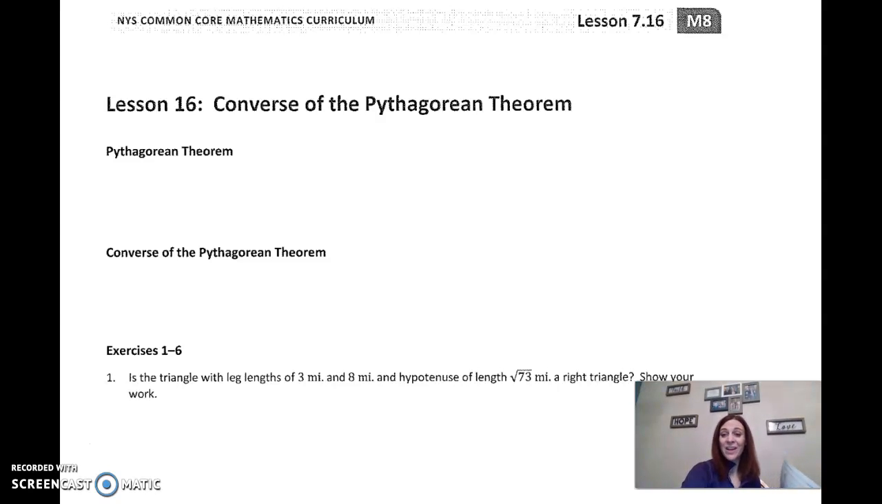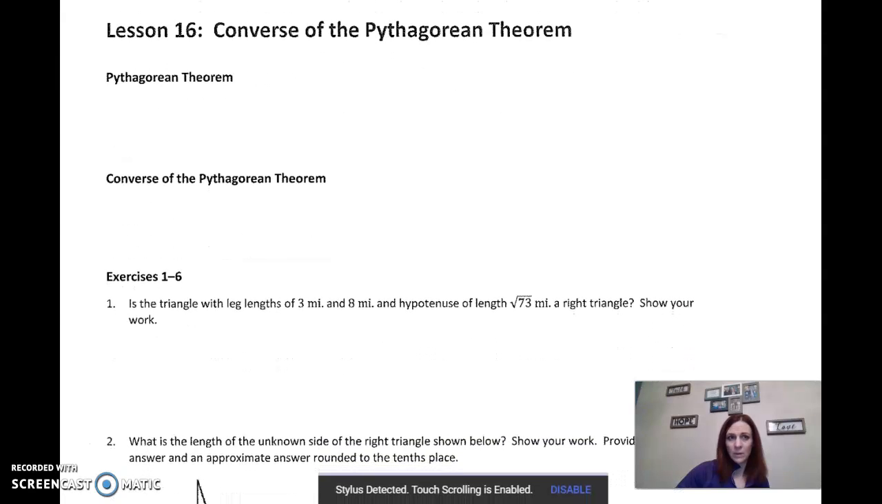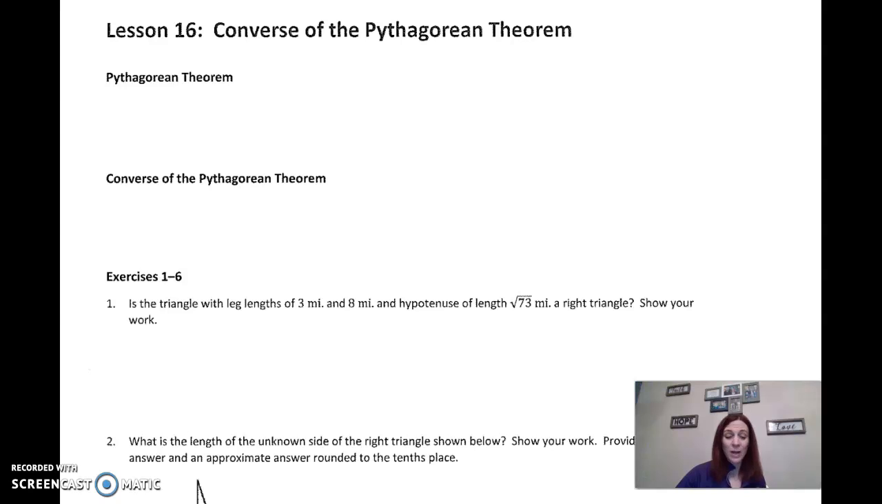Lesson 16 is on the converse of the Pythagorean theorem. So let's first start with what the Pythagorean theorem is. Our Pythagorean theorem deals, remember, with side lengths of a right triangle.